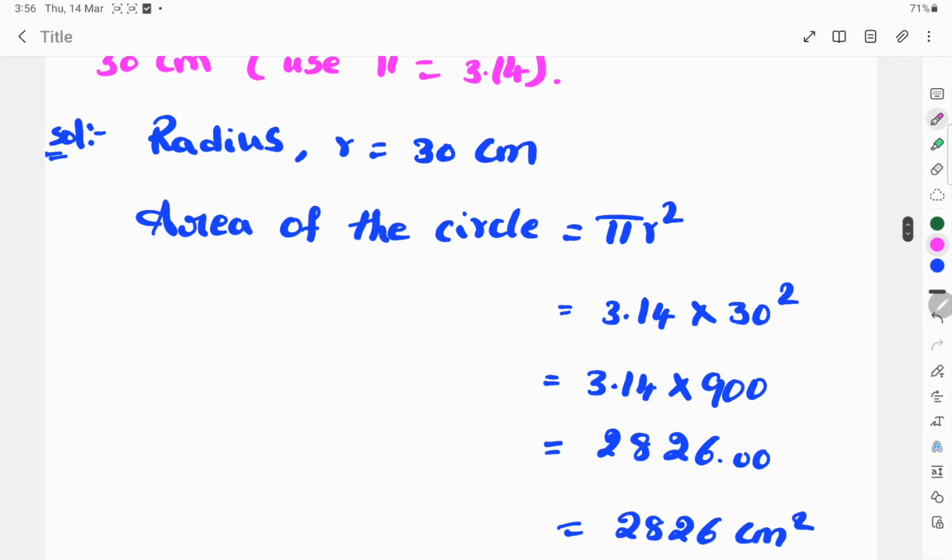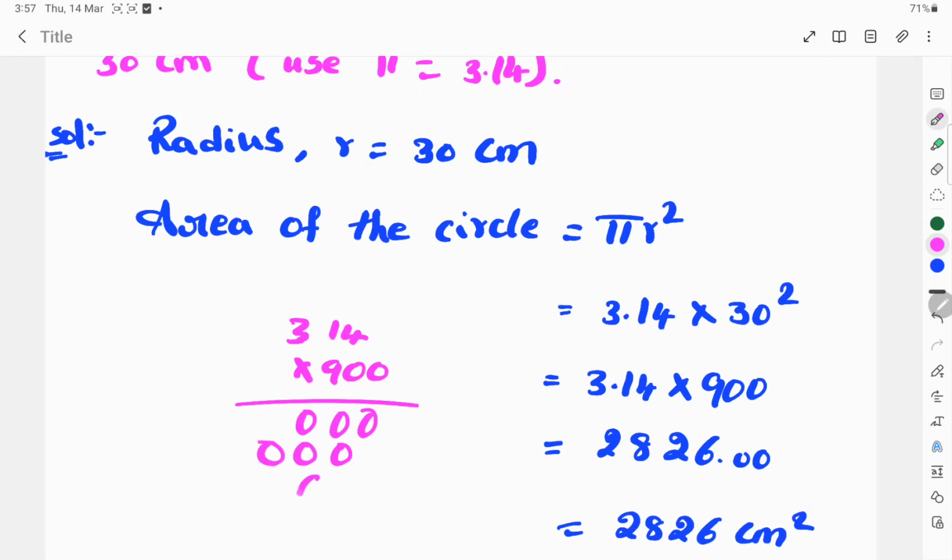Now multiply 3.14 into 900. First, remove the decimal point, then multiply directly. 0 4s are 0, 0 1s are 0, 0 3s are 0. 9 4s are 36, 9 1s are 9, 9 plus 3 is 12. 9 3s are 27, 27 plus 1 is 28.